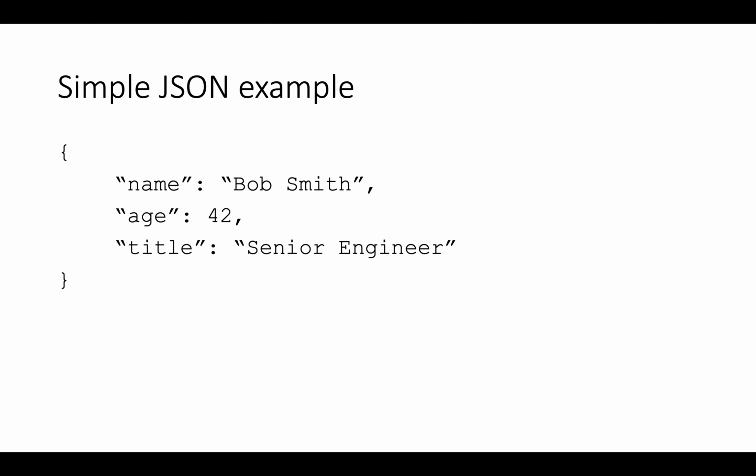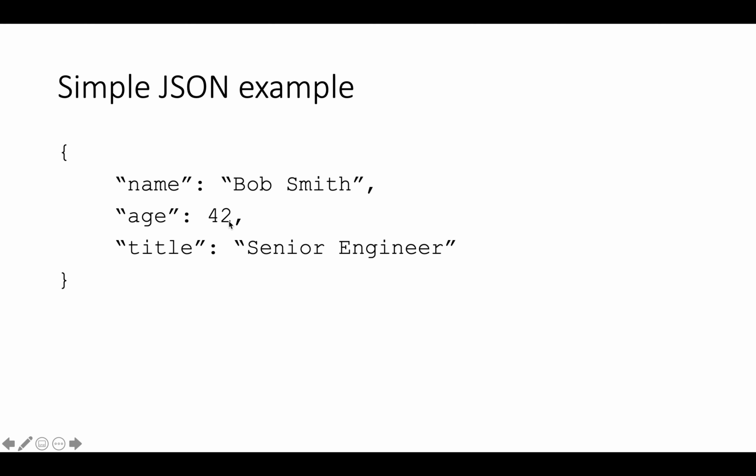Here's the first example. What you have is curly braces, very similar to a Python dictionary. Then you have key value pairs, or name value pairs, and these are string values here. So the key is name and the value is Bob Smith, and then they're separated by commas. It's important that you observe the syntax. You have to use curly braces. You can't use parentheses or anything like that.